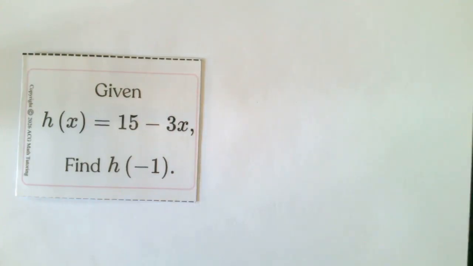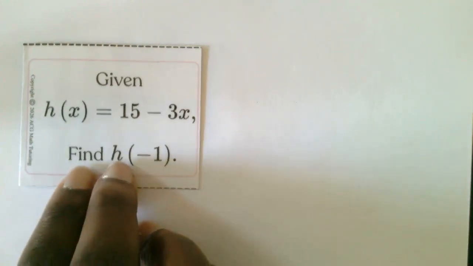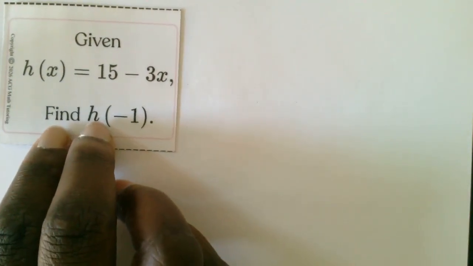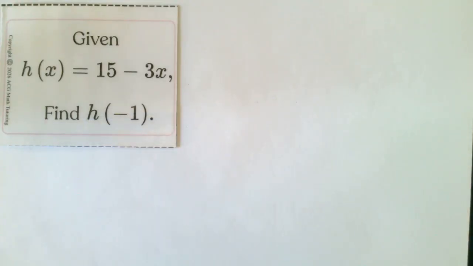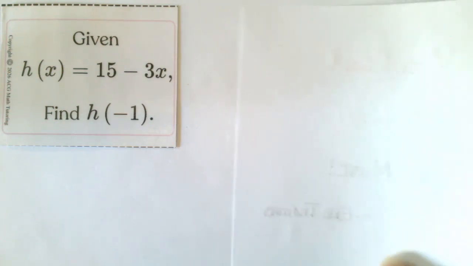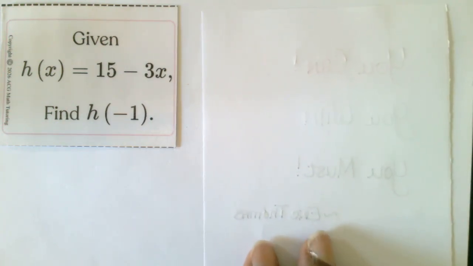Alright, so let's take a look at what you have. So we have a function, an h function of x. It equals 15 minus 3x, and we need to find the h of negative 1. So if you think you know what the answer is, go ahead and put it inside the chat.